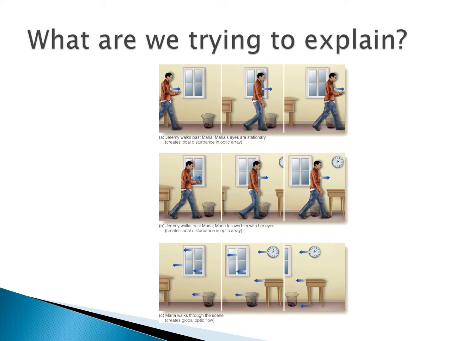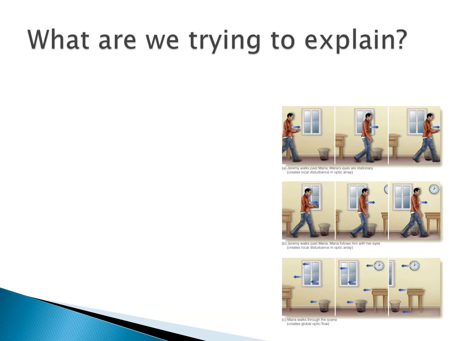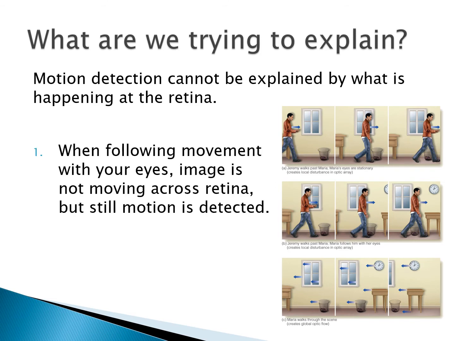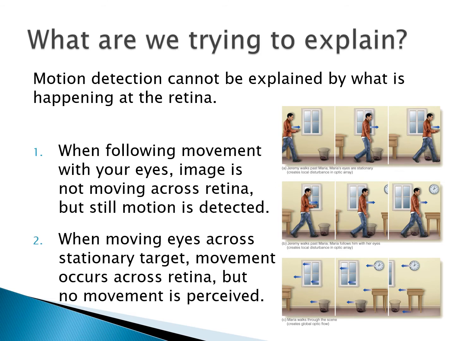And in B, Jeremy is not moving on her retina, and we still perceive motion. So I have that here in words because I think it's good to explain it from the pictures, but also to have words on here so that you can think it through. But you might just want to pause and read it, since this is basically what I just said: that motion detection cannot be explained by what is happening at the retina, and then I go through those examples.